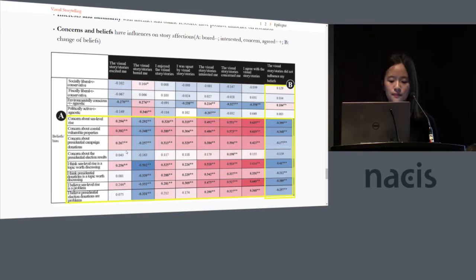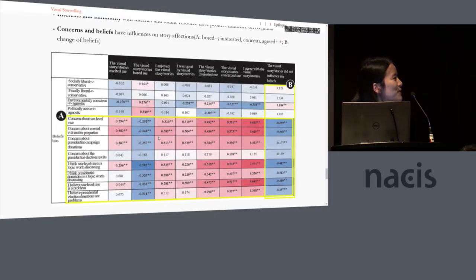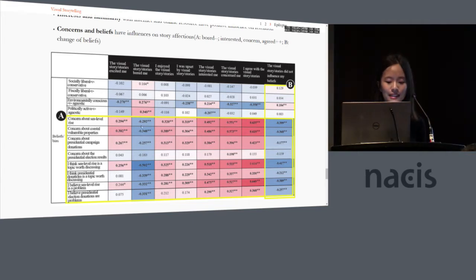So we could see that if a reader is more concerned or interested about the story, this blue column is less likely, meaning they are less likely to get bored, but the red one is more likely, meaning they are more likely to be interested, to be concerned, or to agree with the visual story.